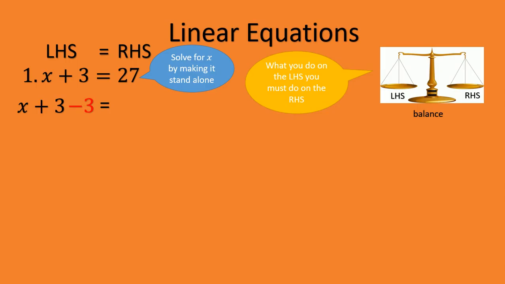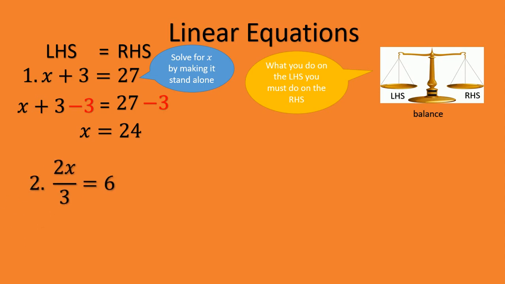But again, the golden rule: what we do on the left hand side, we must also do on the right hand side. So if we subtract 3 on the left hand side, we must subtract 3 on the right hand side. So that will give me x alone on the left hand side. 27 minus 3 will give me 24, and we have solved for x.